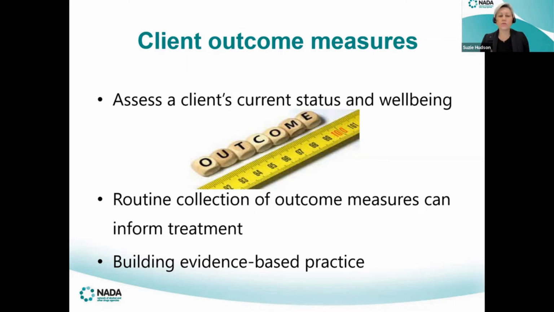It's that routine part of collecting the same outcome measures that then informs the treatment. The other really important part about client outcome measuring is that it's there to build on evidence-based practice. It's a measure of understanding how well the treatment that we're providing, the support, whether it's in a residential situation, whether it's in the community, whether it's specific counselling or a group program, is actually supporting and assisting the client to reach the goals that they have set for themselves.